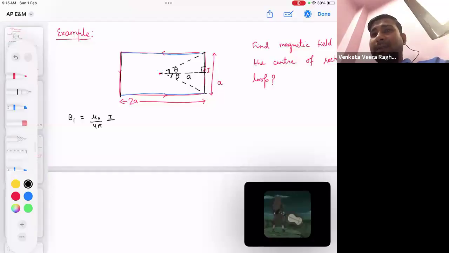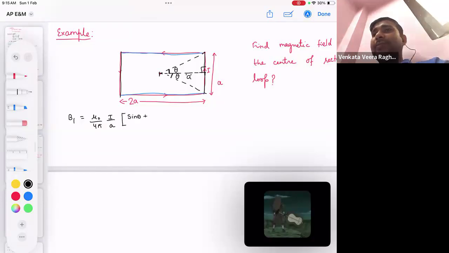Is the perpendicular distance a? Perpendicular distance means the distance between the point and the wire, isn't it? The total side is 2a, isn't it? So mu naught by 4 pi, I by the perpendicular distance, which is a, and sine alpha, sine theta means what?